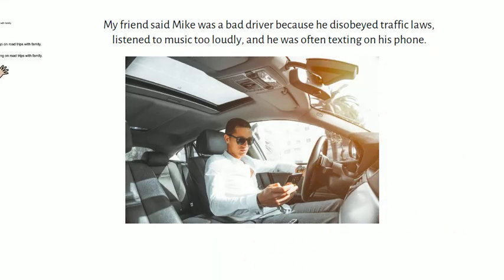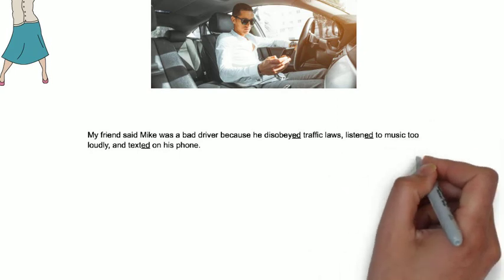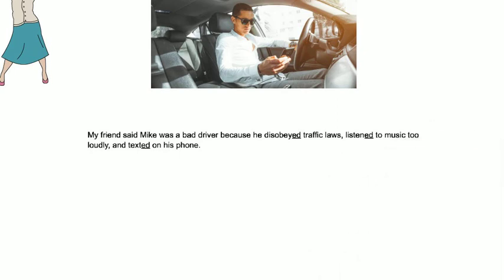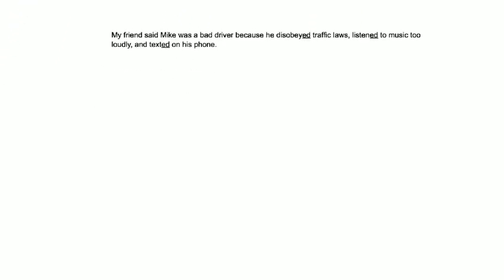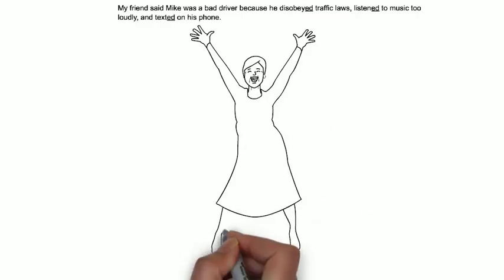Let's change this so it follows parallel structure. My friend said Mike was a bad driver because he disobeyed traffic laws, listened to music too loudly, and texted on his phone. Voila, you have parallel structure.